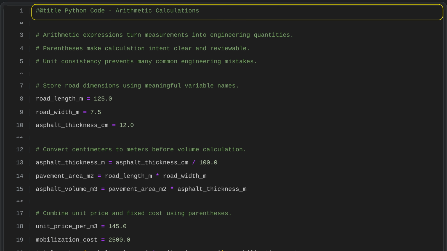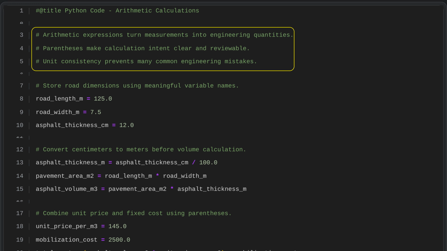Python code, arithmetic calculations. Arithmetic expressions convert measurements into useful engineering quantities. Clear use of parentheses makes calculations easier to understand and review, while consistent units help prevent common engineering errors.